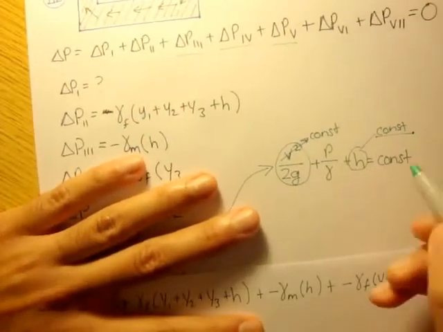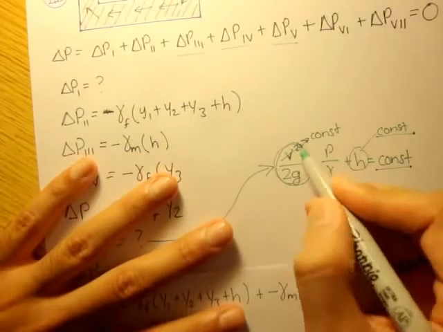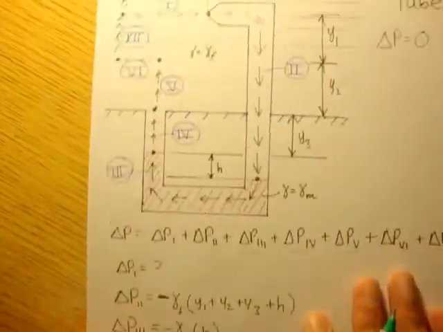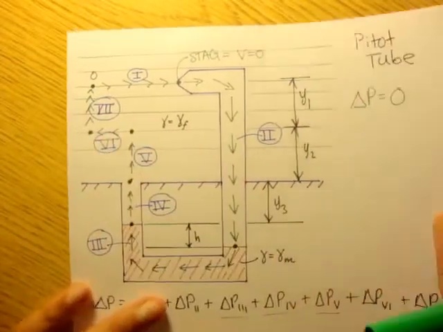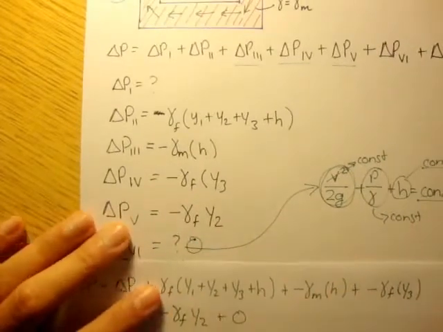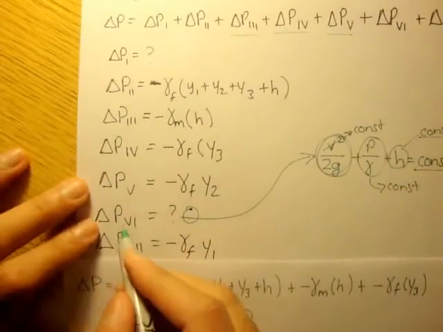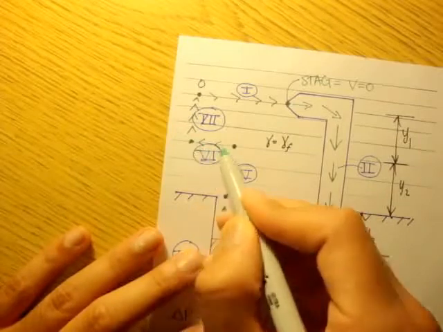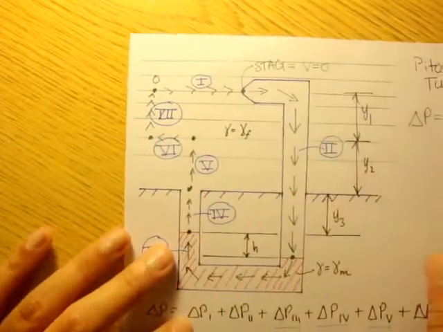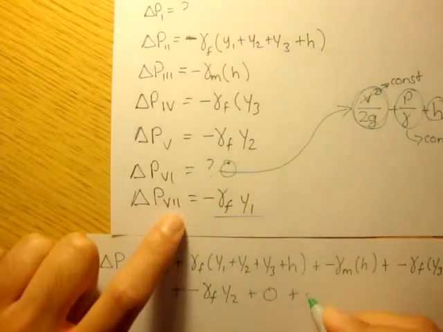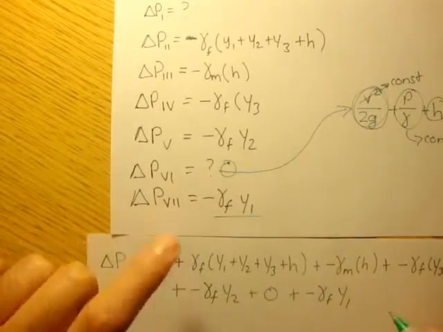And if the equation equals a constant, and if this term is a constant, that means the pressure is also going to be a constant. Okay, so there's going to be constant pressure along this path. So we can say that change in pressure along path 6 is just 0. So this is 0. Don't worry about it. There is no change in pressure, right? If this pressure was like, I don't know, 5 psi, and this was 5 psi, they're both the same. 5 minus 5 is 0. Plus the change in pressure of path 7, which is negative gamma F Y sub 1.